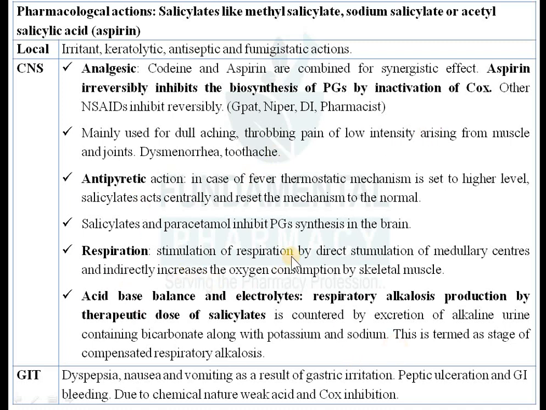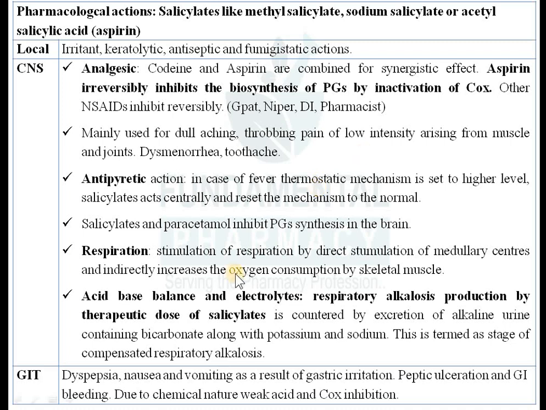What is the effect of aspirin on respiration? It stimulates your respiration by directly stimulating the respiratory center present in the medulla, the medullary center. Indirectly, it also stimulates respiration by increasing the oxygen consumption by skeletal muscle. So it acts as a respiratory stimulant in two ways.